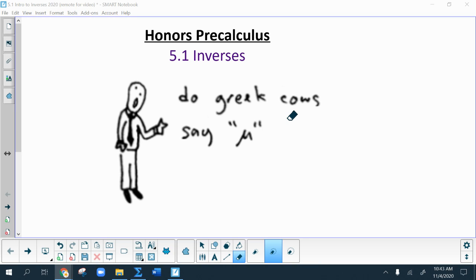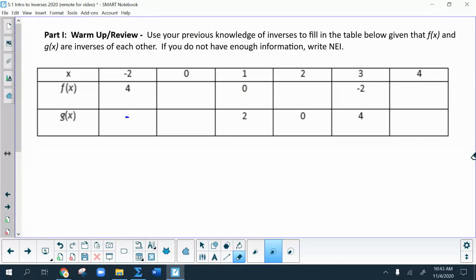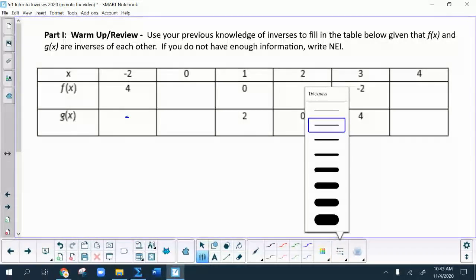Hi everyone, welcome to chapter 5, which is about exponential and logarithmic functions. Since exponents and logs are inverses of each other, we are going to start by reviewing just general ideas about inverses. Hopefully you printed out the handout to follow along. And this first part, normally I would just have you try it in class, but obviously since we're not in class, we're going to talk about it here.